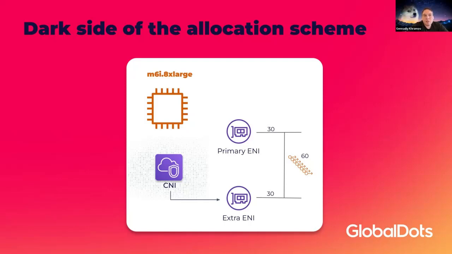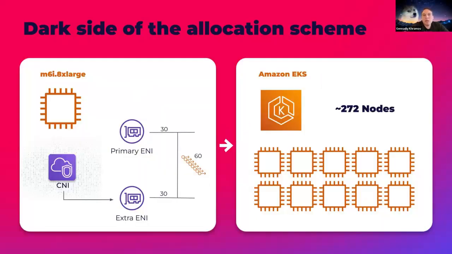60 is not much, but if we count, we'll see that in this case, we're able to run less than 300 nodes, even in our large subnets. And on each node, we are using only a small set of IP addresses, and about 90% of addresses are just wasted.